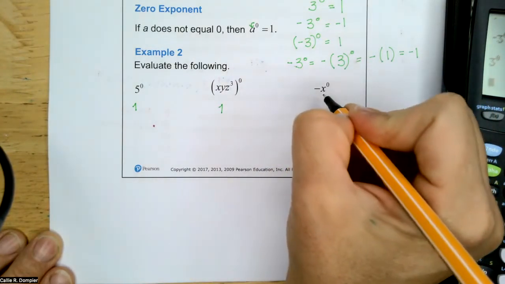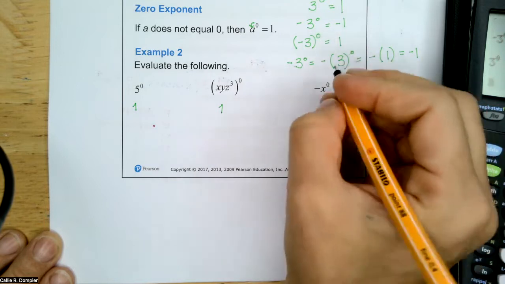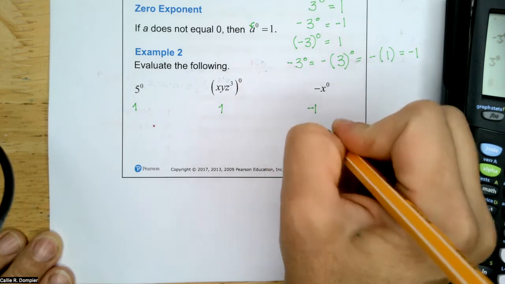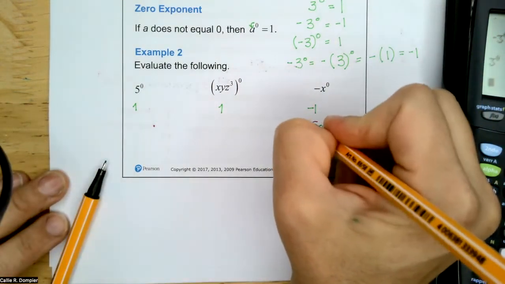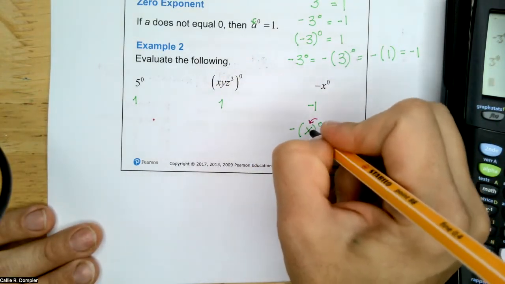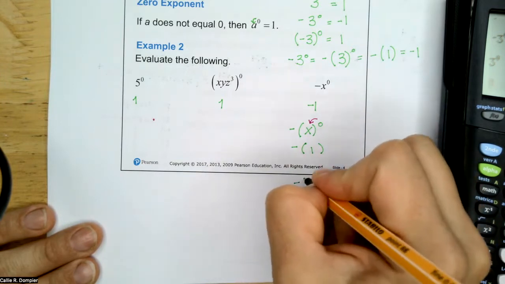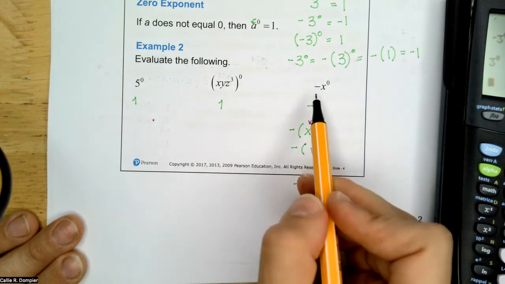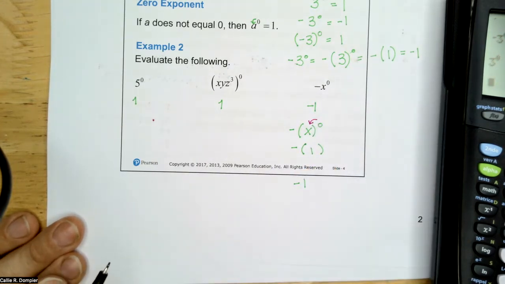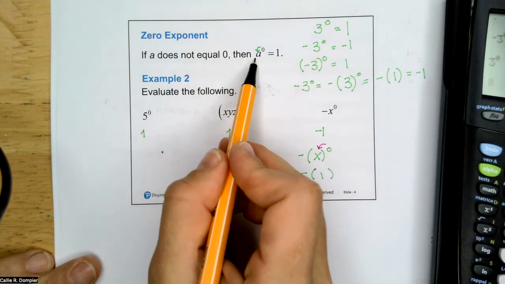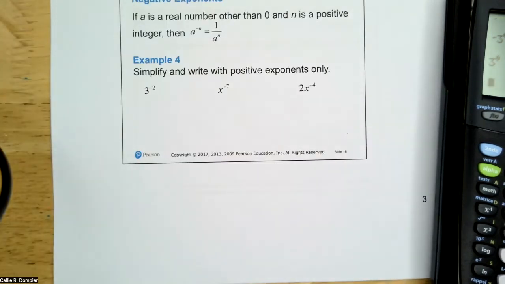Okay? Negative X to the 0 power is going to be negative 1 because it was negative, X to the 0. The 0 only applies to the X, so that becomes negative, X to the 0 power is 1, so that's negative 1. Okay? For this 0, the only base is the X. It is not the negative sign. Any non-zero number raised to the 0 power will equal 1. Okay? Not if it equals 0, but any other number, and that's 1. Your answer is going to be 1.